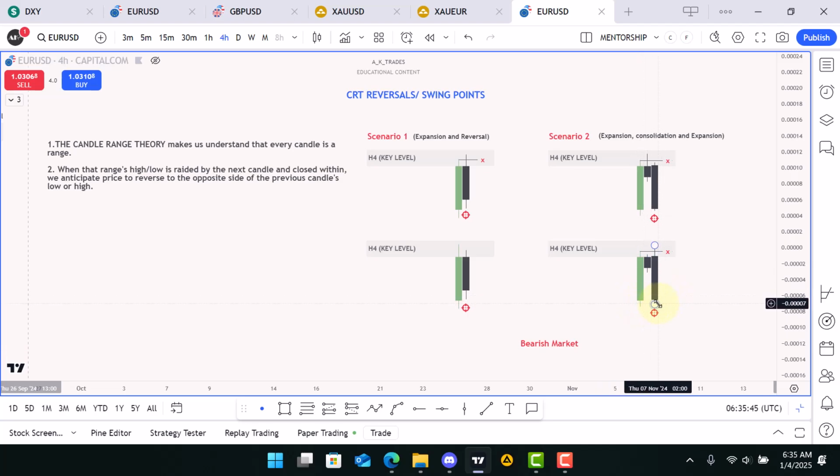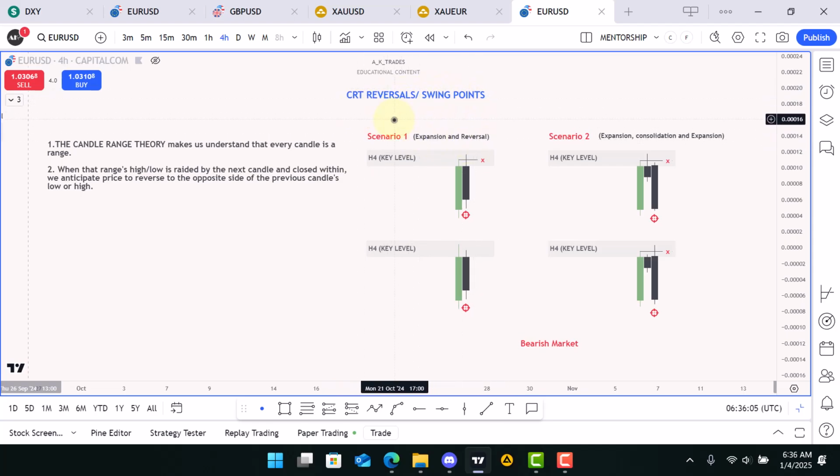These CRT reversal signatures can also help us to identify our swing points, in the sense that when you hop onto the chart, this CRT reversal signature can be applied on all time frames.